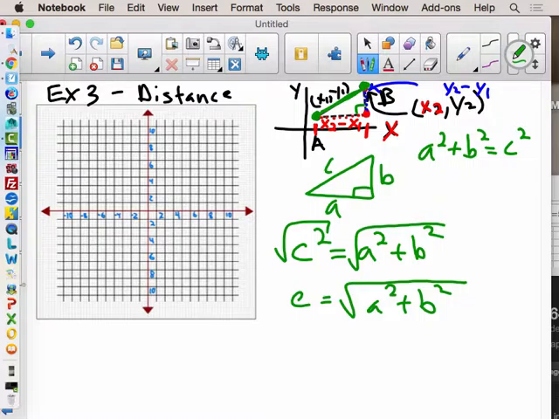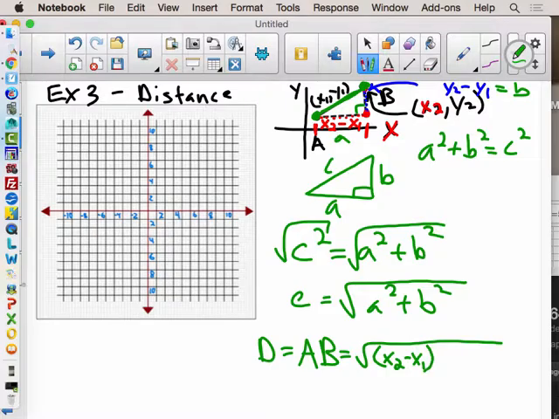So I could say that the distance D, or the measure of AB, is equal to the square root, but they don't always tell me what little a, little b is, but I know that this is little a, and that this is little b. So I could say little a, which is really x sub 2 minus x sub 1, and I have to square that, right? Plus y sub 2 minus y sub 1, which is little b, and I have to square that.